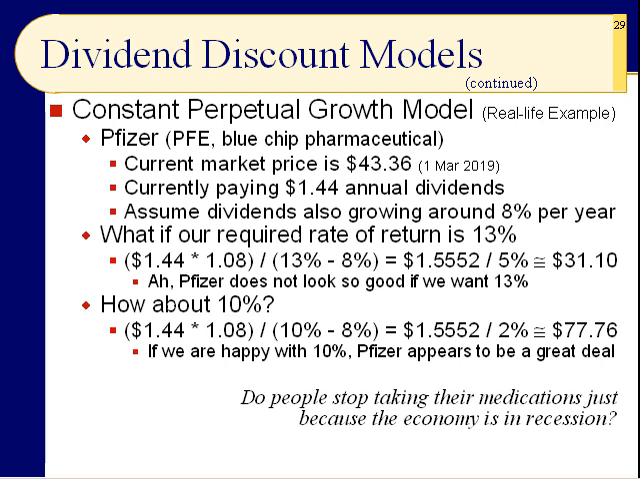But how about 10%? $1.44 times 1.08 divided by 10% minus 8%, that's that same $1.55 divided by 0.02, and Pfizer looks like a great deal. We believe it's worth almost $78, $77.76. Do people stop taking their medications just because the economy is in recession? No. Do they take more drugs because the economy is doing really well? No. So drug companies tend to be fairly defensive, fairly dependable.